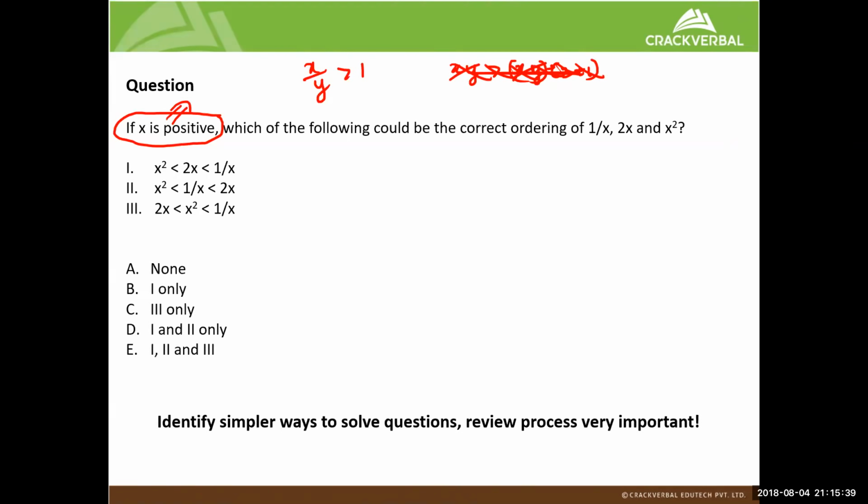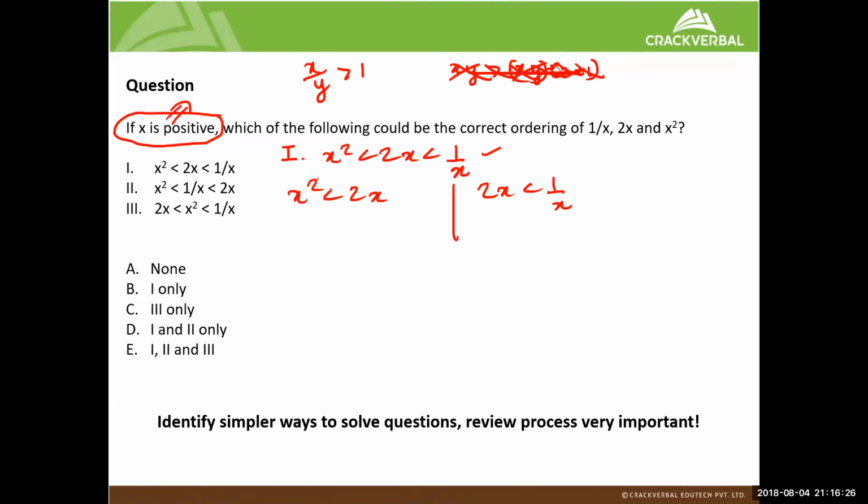So I am not going to sit and plug in values like most of you did. I'm going to try to manipulate what information the statements provide. The first statement says x square is less than 2x is less than 1 by x. The key here is x is positive. Without putting in values, I'm going to break down this inequality. It's basically two inequalities put together: x square is less than 2x, and 2x is less than 1 by x. So I'm going to split it up, work with each separately, and see what values satisfy it.